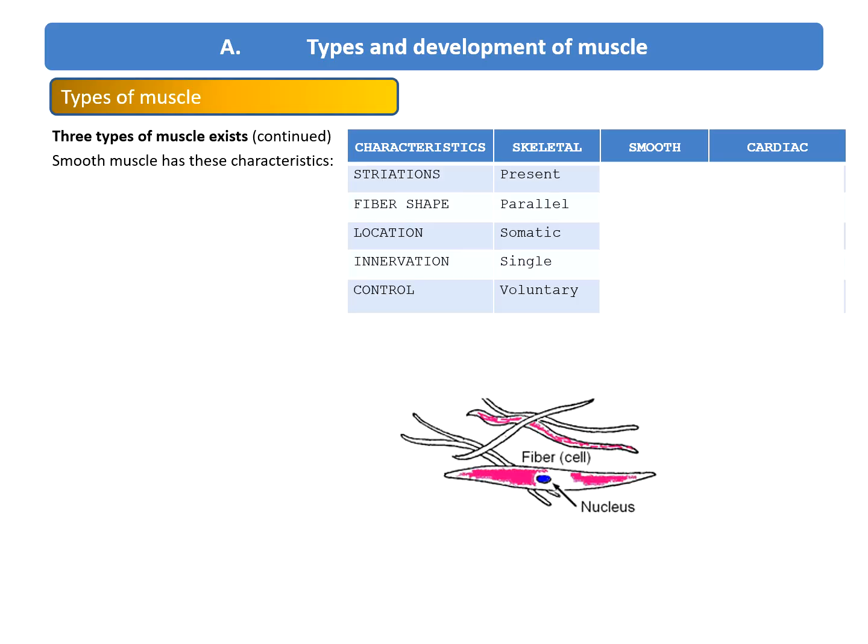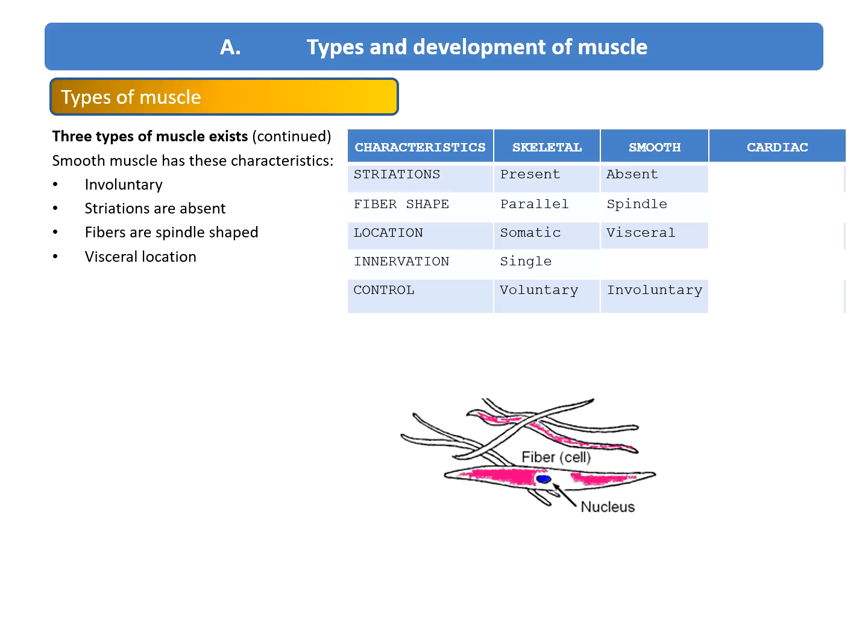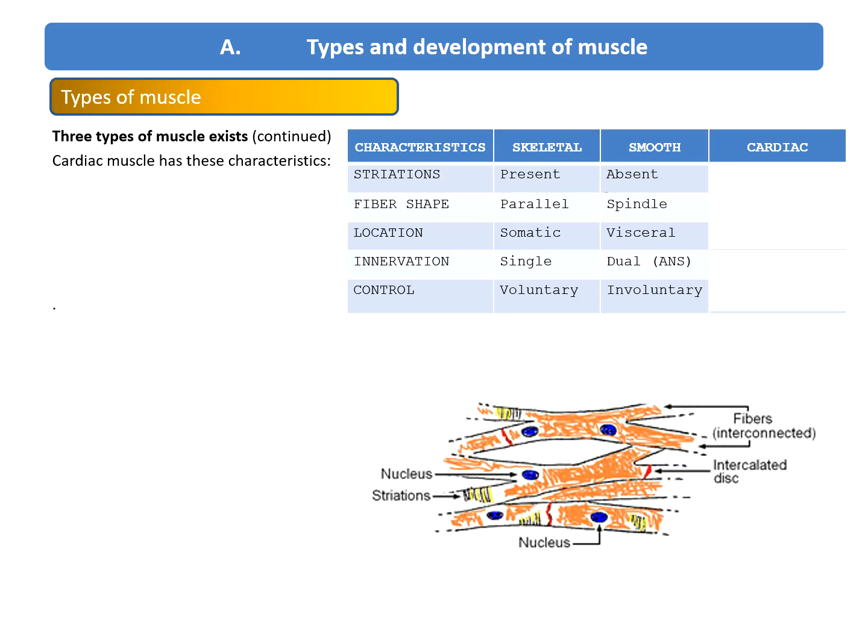Smooth muscle has its own characteristics. It's involuntary. Striations are absent, hence the name smooth. Fibers are spindle-shaped, pointed at both ends. They are located in the visceral part of the body, and they have a double innervation. ANS stands for the autonomic nervous system. We'll get to that also later.